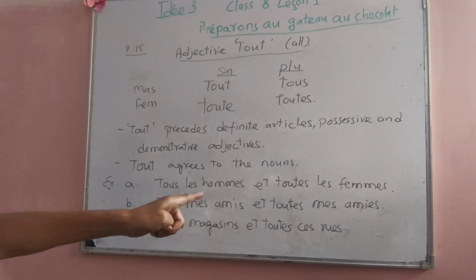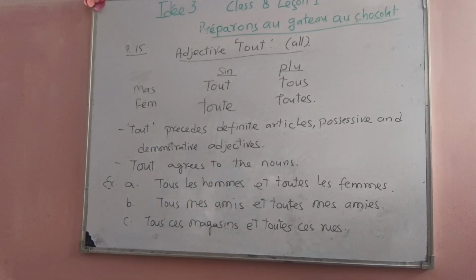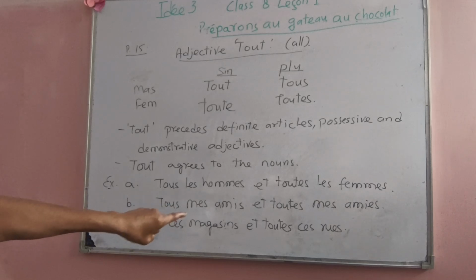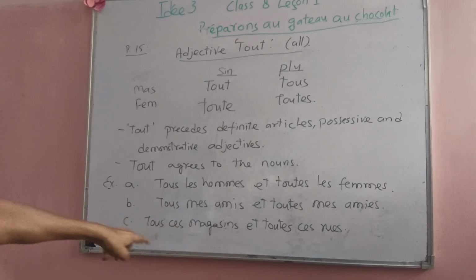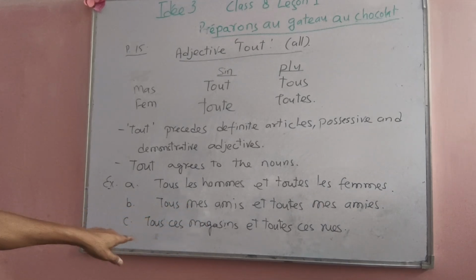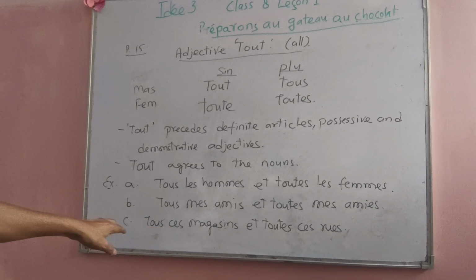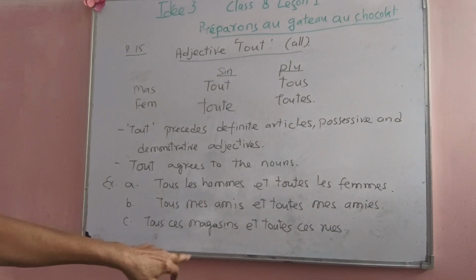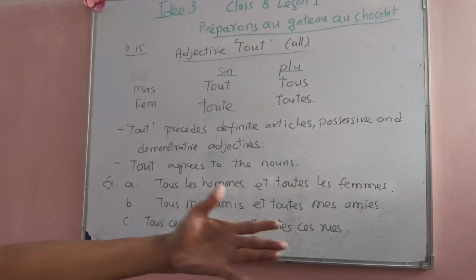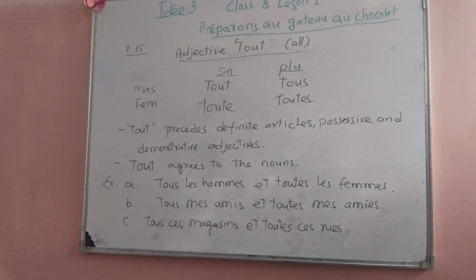A-M-I-E-S, feminine. All my friends, feminine friends. Tout le magasin et toutes les rues. Magasin, showroom, is masculine. So, tout le magasin, all the showrooms, et toutes les rues, and all the streets, all the roads. Okay, roads are feminine and magasin, showrooms, are masculine.